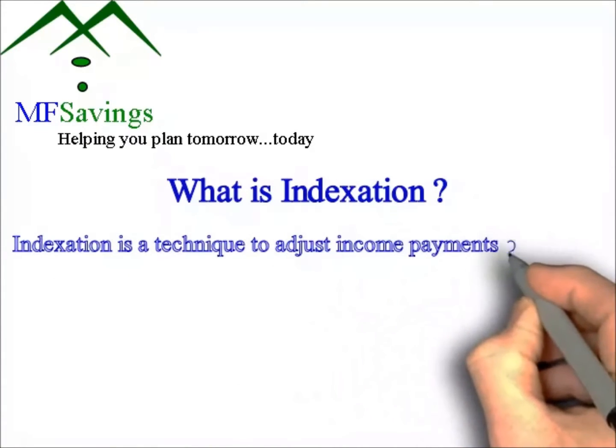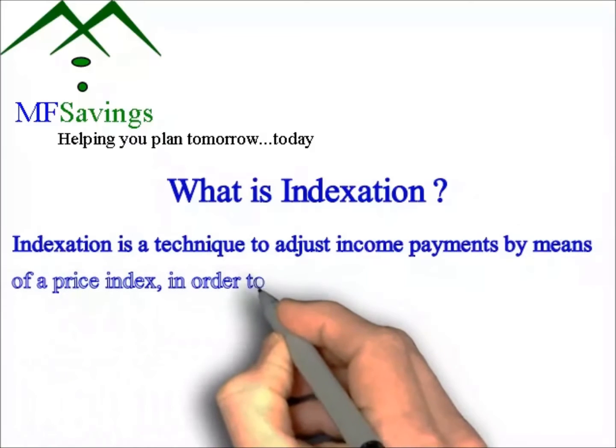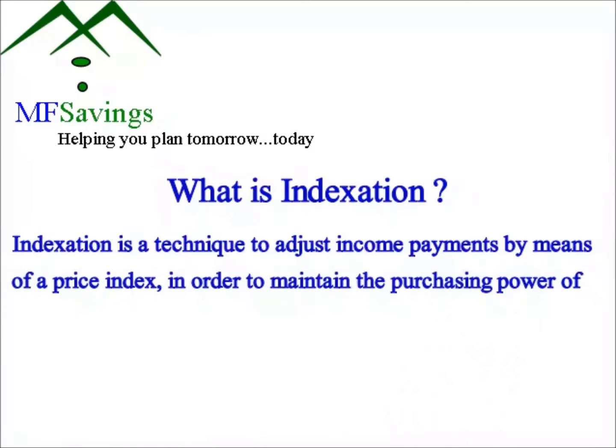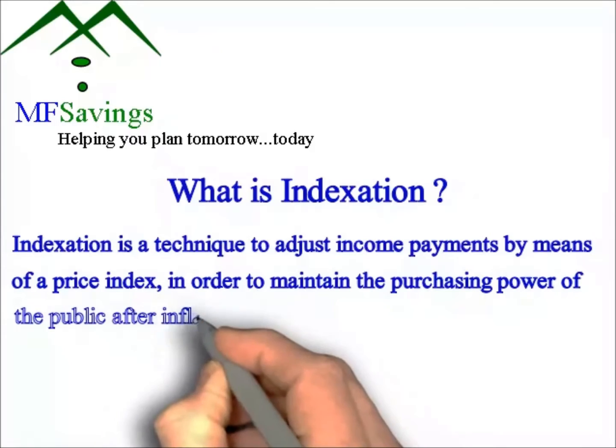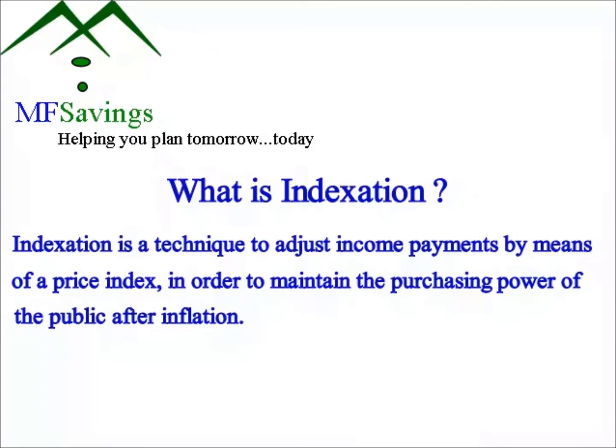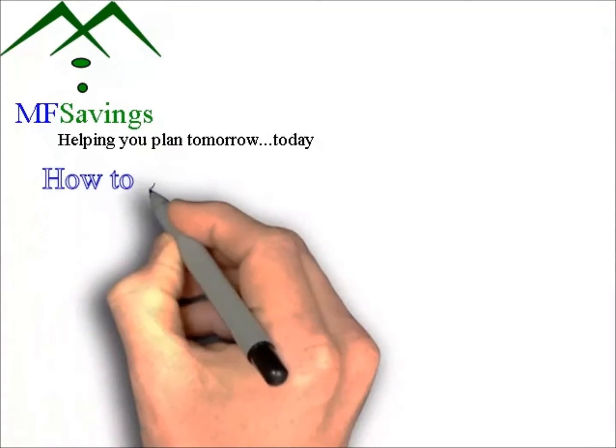Indexation is a technique to adjust income payments by means of a price index in order to maintain its purchasing power of a public after inflation. We must understand that prices in general also rise, so the actual price should not be used while calculating the profits, but it should be indexed as per inflation of the country so that people can get the real value from the sale of the assets. Indexation is used for treatment of debt funds, gold and some other asset class.